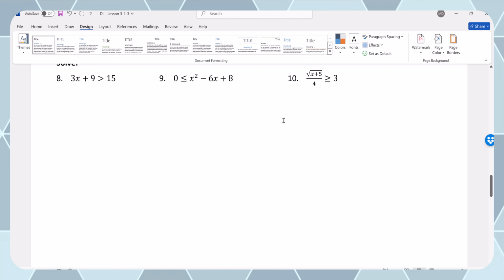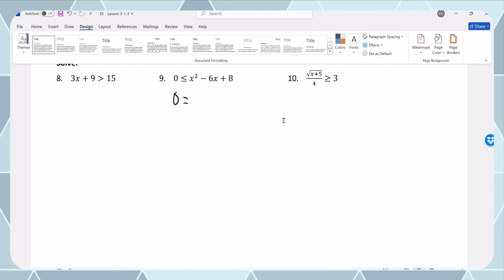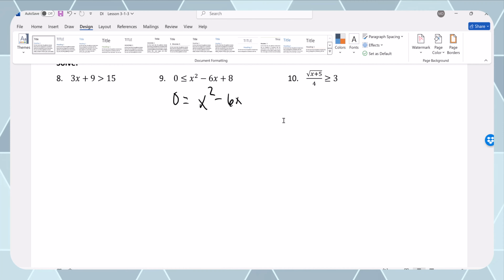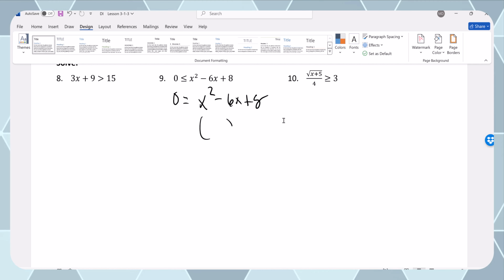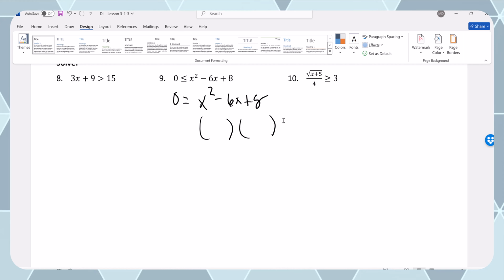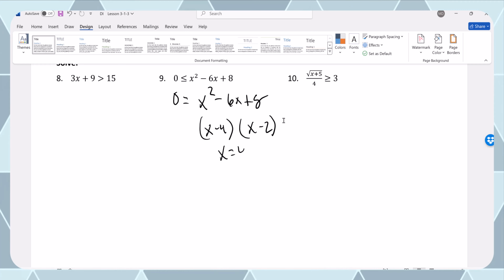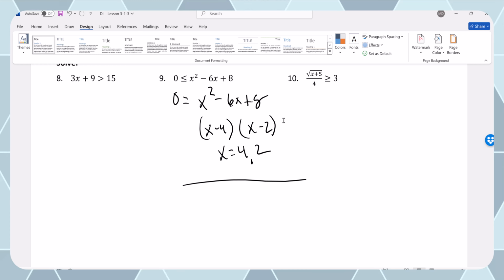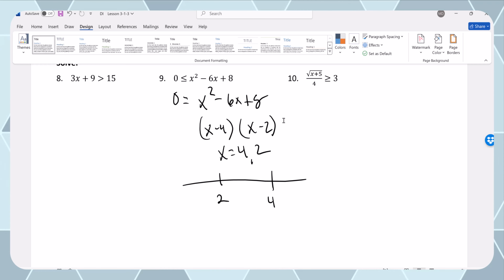So just as a review, remember, when you are trying to solve an inequality, you pretend it's an equal sign. You factor it. So a times c, factors that add to b. Put them on the number line. Close circle since it says equal to. And you want to test true or false.